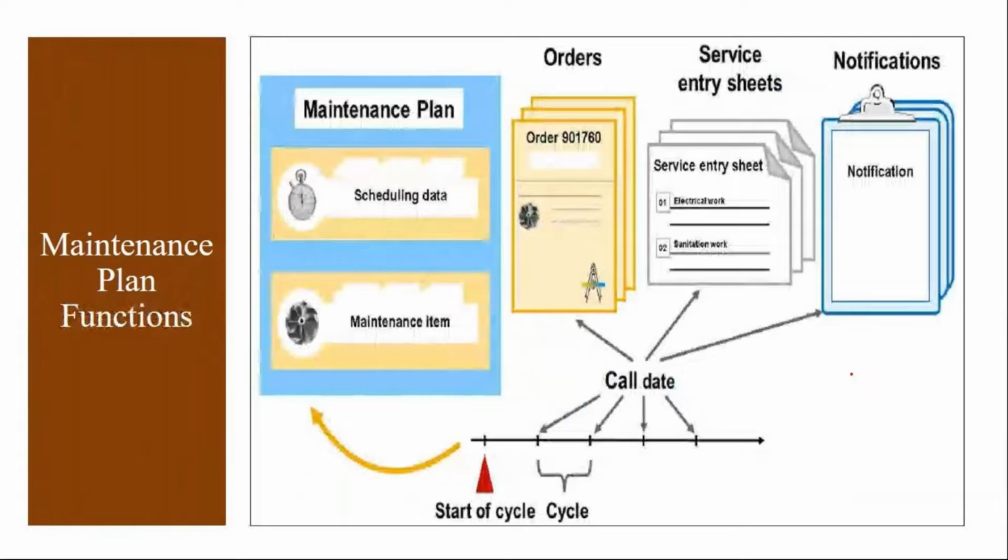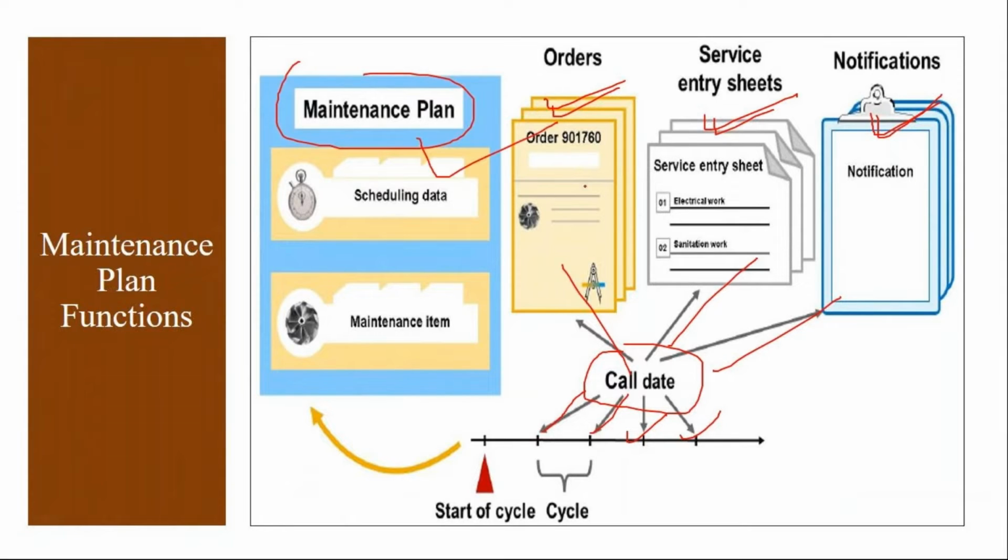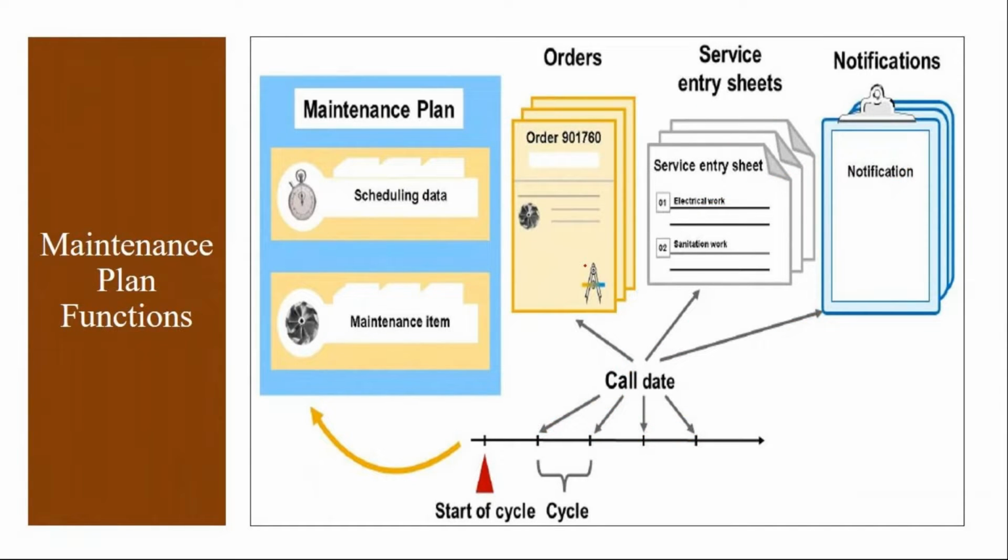The maintenance plan function is that you can generate either a service order, a service notification, or even a service entry sheet. Once that particular call date is reached, the system automatically generates this. Using this maintenance plan, you can generate this. That is the main purpose of using the maintenance plan. This we will see in the system.